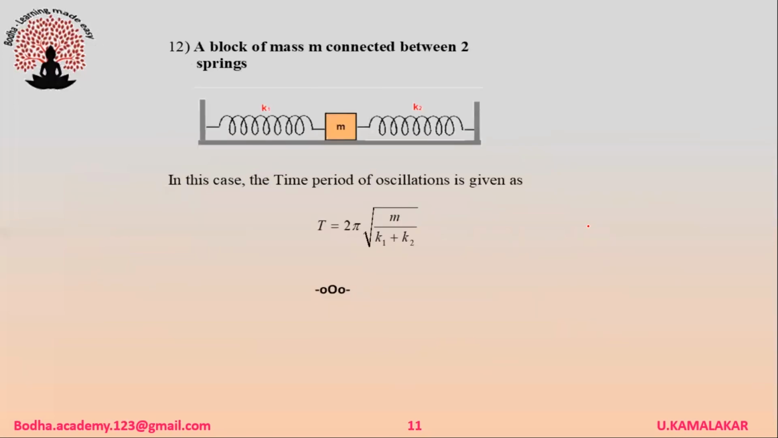A block of mass m is connected between two springs as shown in the figure. In this case, the time period of oscillations is given as T equals 2 pi into under root m by (K1 plus K2).